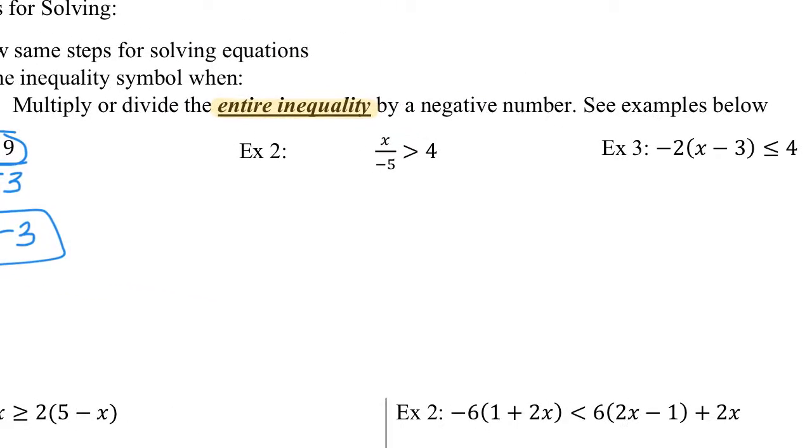Example 2. If I wanted to solve for x here, this is division, so I would have to multiply by the denominator, which is a -5. And again, you can see that all of this is being multiplied by -5, so the inequality would flip again.